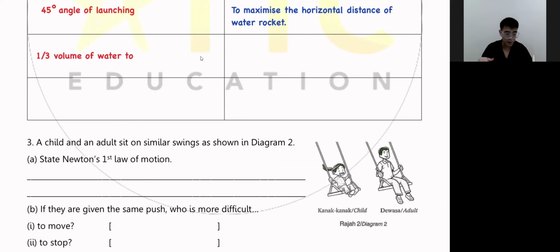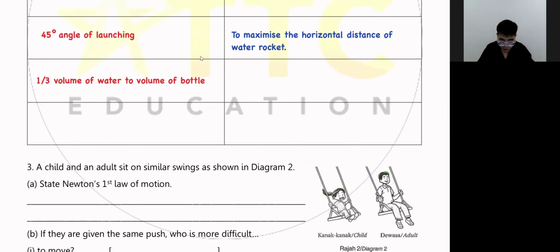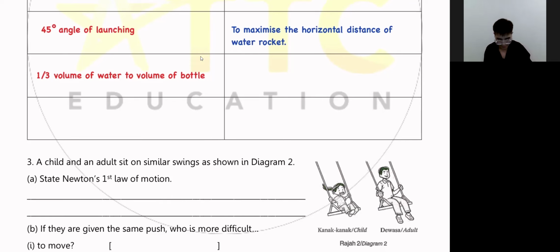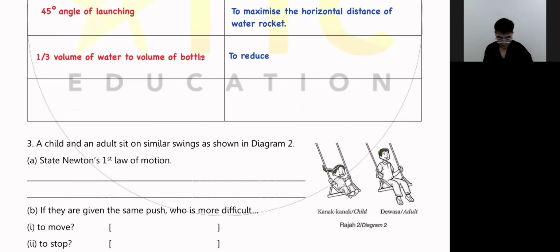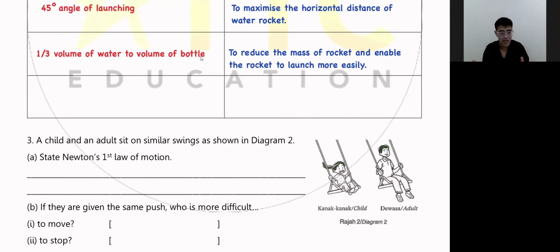So it's a ratio. So that's why you say 1/3 of what? Of the volume of the bottle. So that means when you fill the water into the bottle, fill it with a 1/3 ratio of water. Now, why? Like I said, you don't want it to be too heavy so that it can launch more easily. So your reason for your choice should be to reduce the mass of the rocket and enable the rocket to launch more easily. Like I said, if it's too heavy, it will be very hard for the rocket to launch.